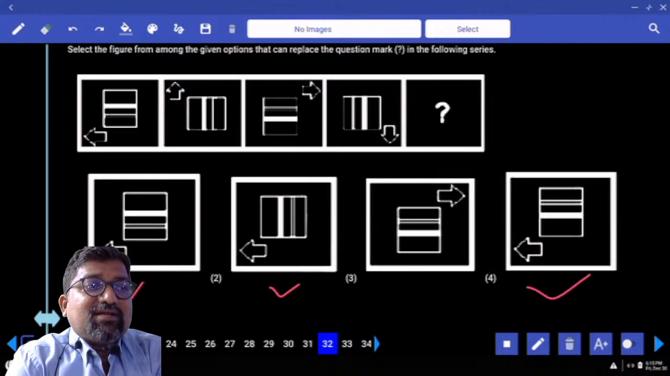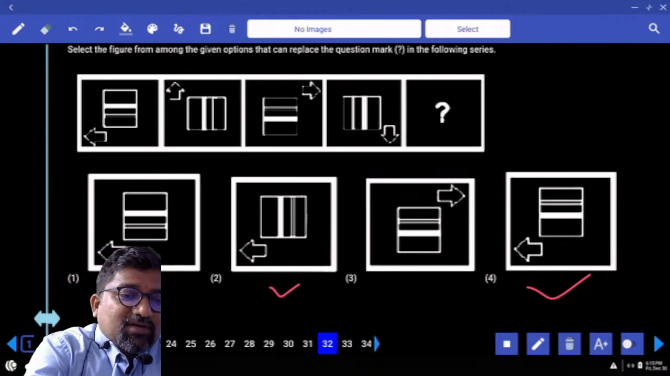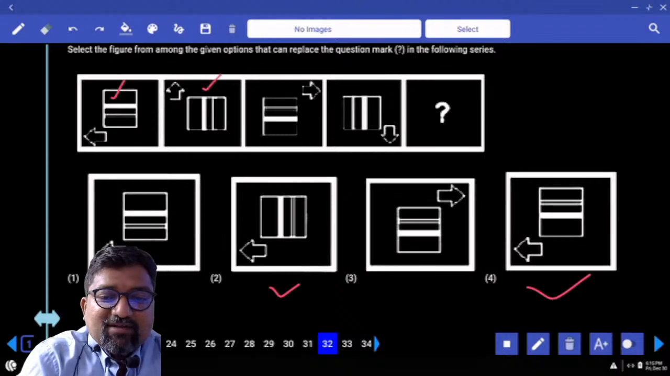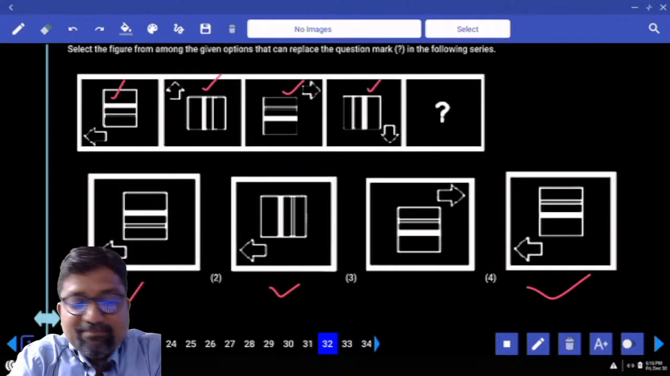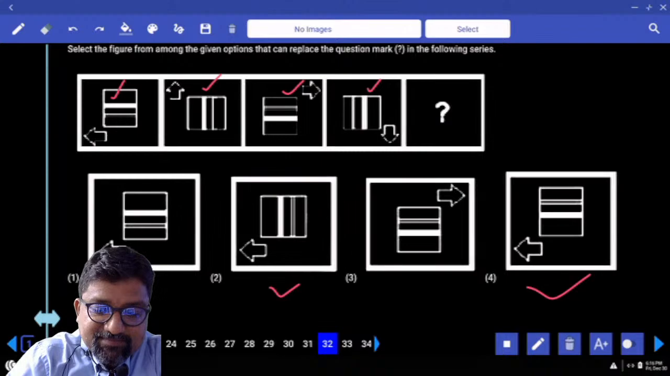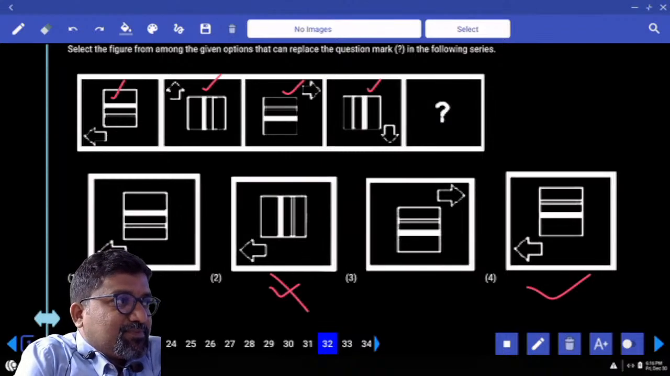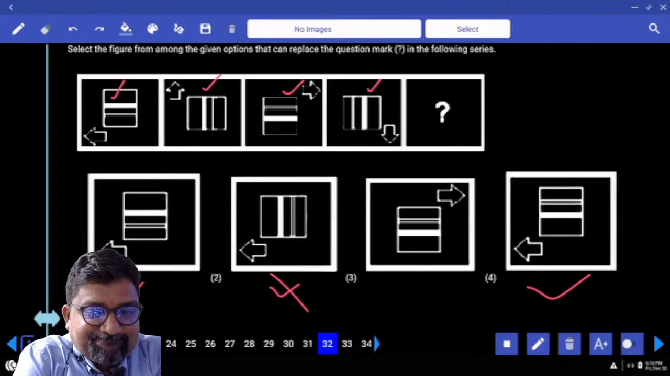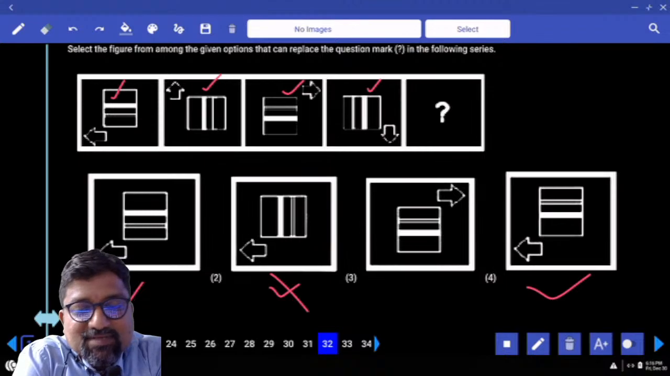Now look at these lines in between the box. Horizontal, vertical, horizontal, vertical. There is one line which is dark and the other one is light. Right? There is one line which is dark and the other one which is light.